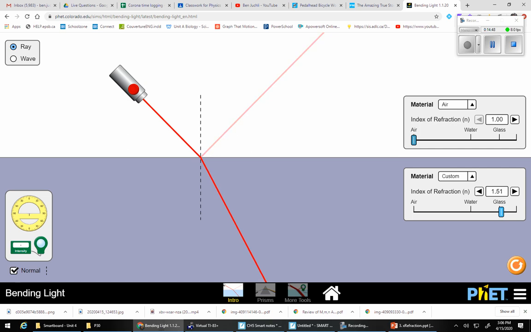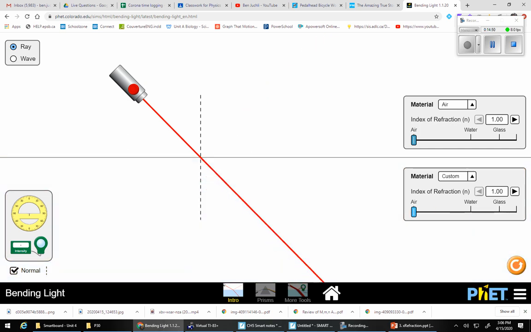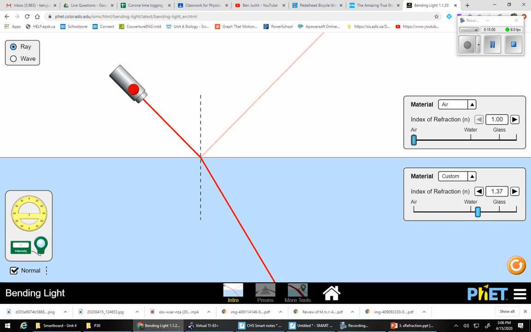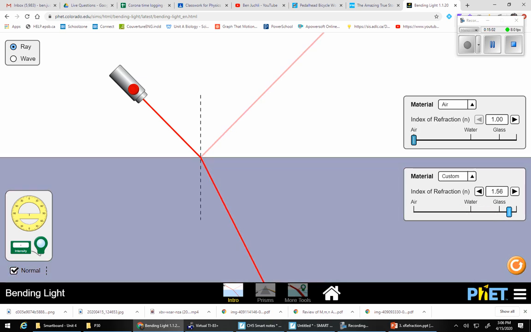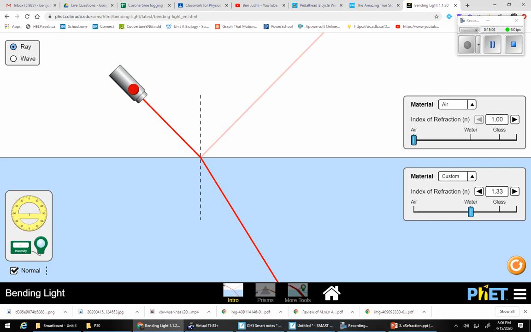And I can slide the scale on the side over here. So air to air, well, it's the same optical density you would expect, no bending. But as I increase, notice I'm increasing my optical density of the second material, and the bending becomes more and more and more. So the larger the difference, the more bending we actually see. Perfect. So again, we're going from, in this case, a fast medium to a slow medium, and we see it bending towards the normal line.